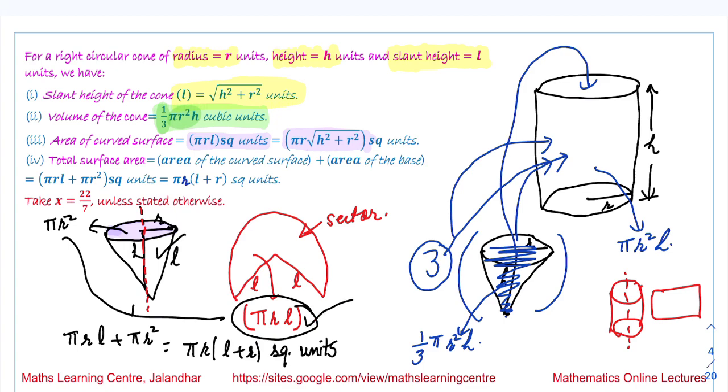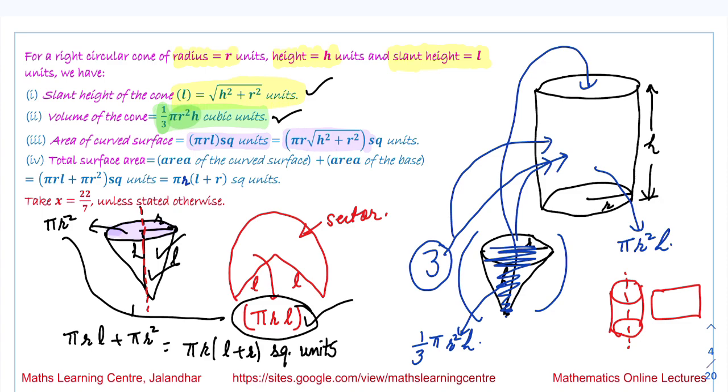This is the curved surface area, this is the total surface area, 1 by 3 pi r square h is the volume, and this is the slant height. Now the question we have is: the height of a cone is 24 centimeter, which is this length over here, and the diameter of the base is 14, so the radius is 7 centimeter. Find the slant height, volume, area of curved surface, and the total surface area of the cone.